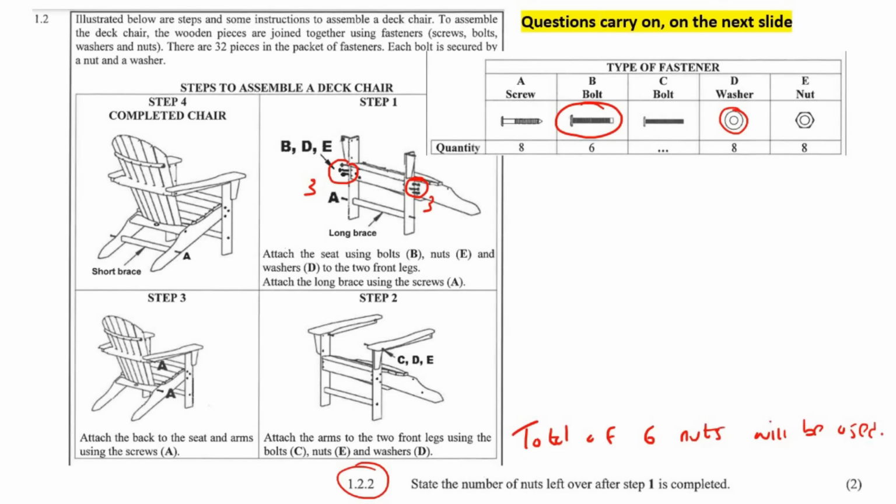How many do we have in total? Well, there's 8. So if we say 8 minus 6, that means 2. So there will be 2 nuts left over. 2 nuts, let's say, remain. Okay.